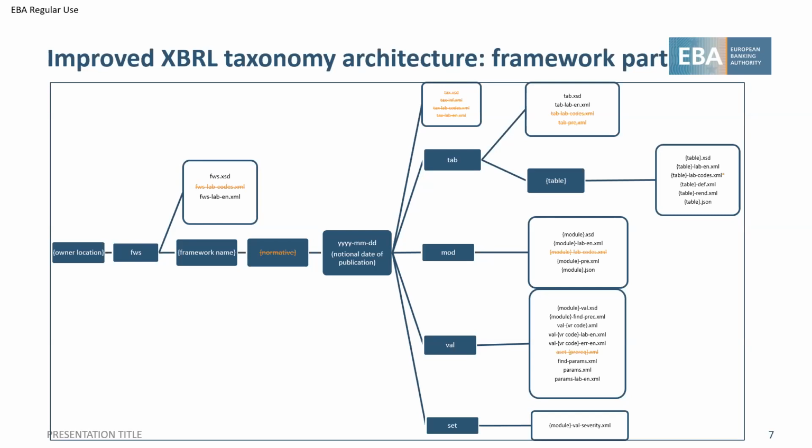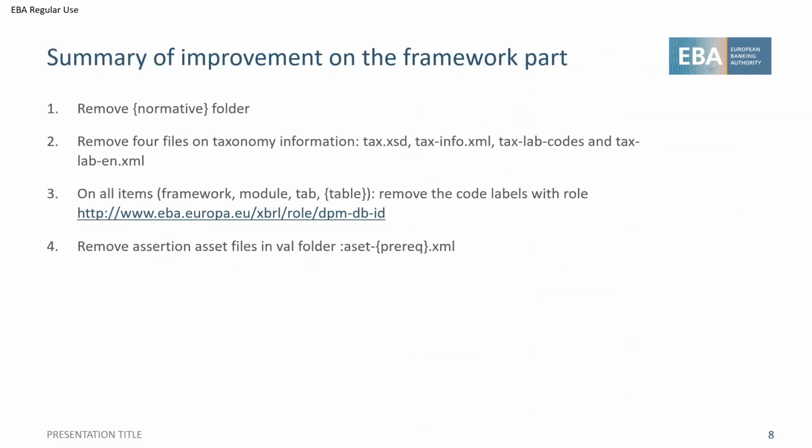And the last thing to remove is regarding the assert files in the validation rules. Assert files are obsolete because, I think, they were originally designed to define the preconditions, but now they are already replaced by the find prec files, since almost the beginning. So it's not useful. We will just remove it to simplify the taxonomy architecture. This is a summary of the improvement already explained.